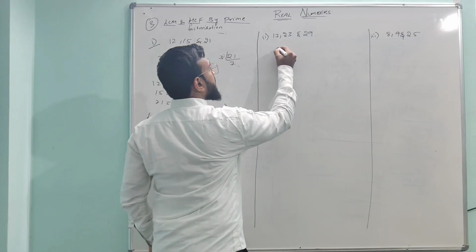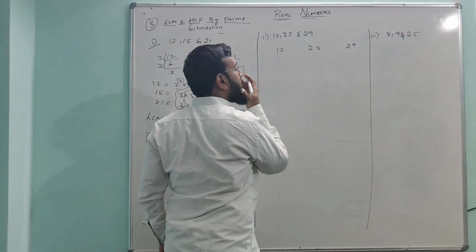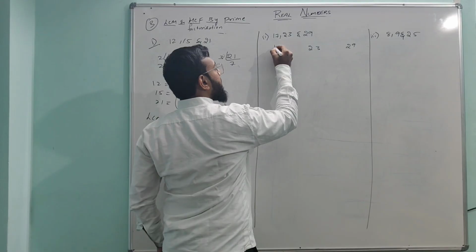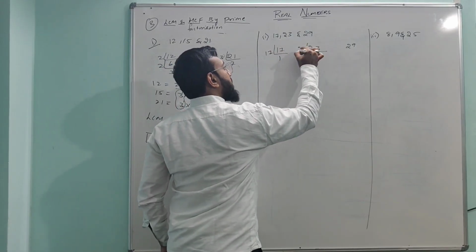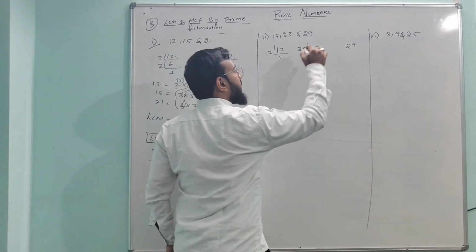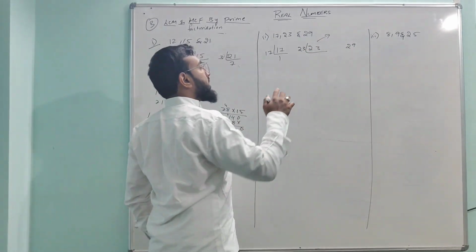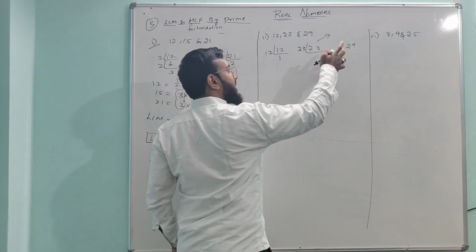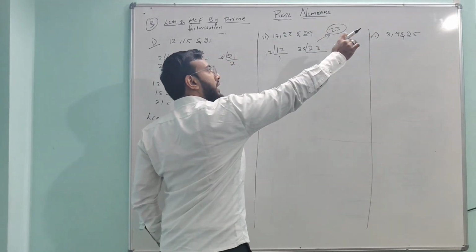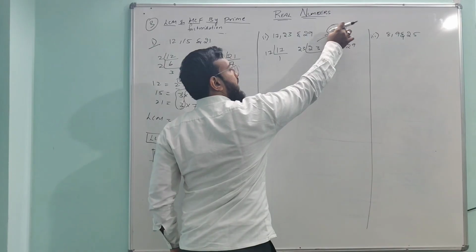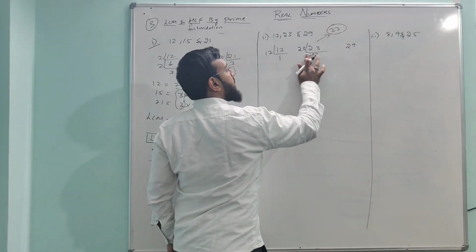Next, we have the question 17, 23, and 29. See carefully, 17 is a prime number, so it is 17 once, 17 itself. 23 is also a prime number. What are prime numbers? We know very well: the numbers which are divisible by only one and itself. 23 is not divisible by any other table except by itself. Only 23 into 1 is 23.